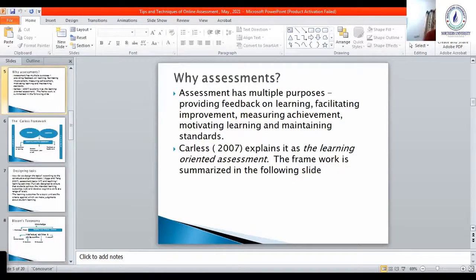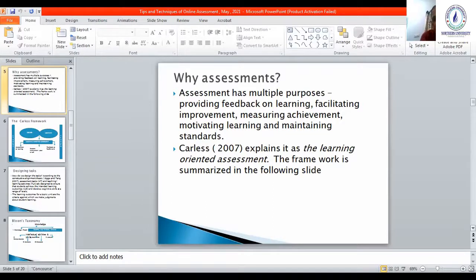So why do we need assessments at all? Assessments have multiple purposes. As I said, I will not elaborate. Assessments do give feedback on whatever has been learned in the class. They facilitate improvement, no doubt about it, because we tell them this is how you have to do. For example, continuous assessment, when we talk about how students lead and what are the gaps and how they can overcome those gaps. So this is feedback given, which facilitates improvement in them, and which will also measure achievement, because we are grading them.